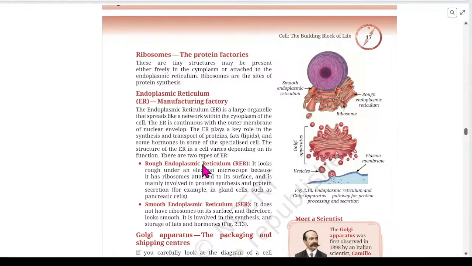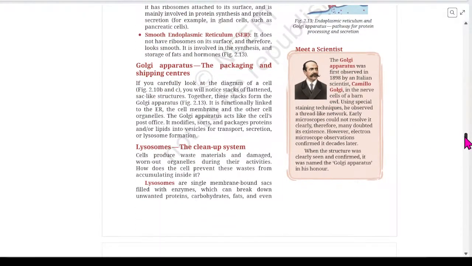Rough endoplasmic reticulum, or RER. It looks rough under the electron microscope because it has ribosomes attached to its surface and is mainly involved in protein synthesis and protein secretion, for example, in the gland cells such as pancreatic cells. Smooth endoplasmic reticulum, or SER, does not have ribosomes on its surface and therefore looks smooth. It is involved in the synthesis and storage of fats and the hormones.